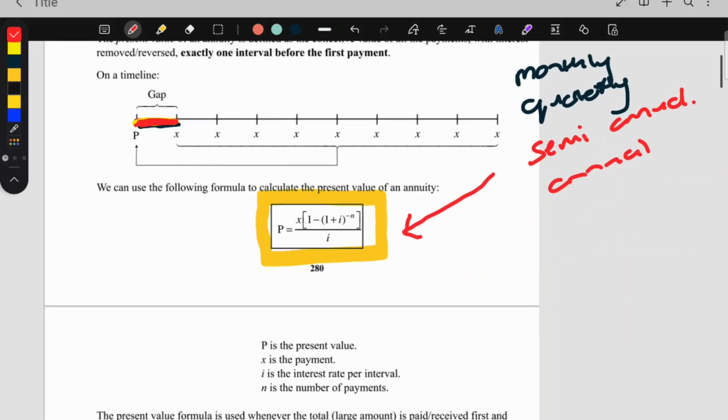So let's look at our formula now. So this P over here refers to the value of the loan, okay? So if you are buying a car for 500,000, the value of the loan is 500,000. It is not the money that you are paying back. You will always pay back more than the loan, eh? X is the regular payment or the regular withdrawal. I is the interest rate over the compounding period. And N is the number of payments. Okay, we've done that before.